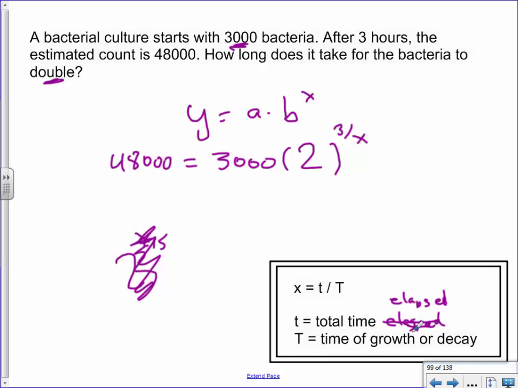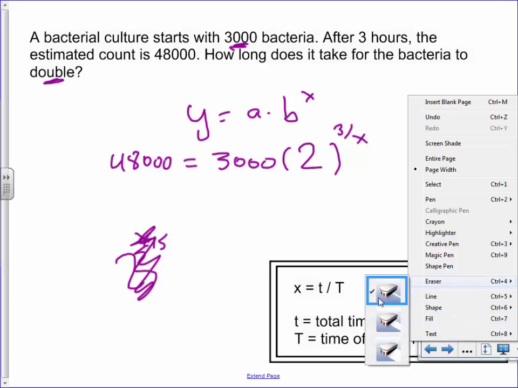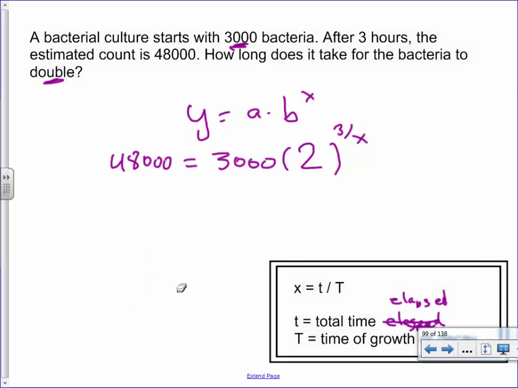Does that make sense? Total time elapsed is the top number, and the bottom number is how long it actually takes to double or triple or something like that. So here's our equation. So far, so good. I would say that this is the most frustrating part, because you have to be able to actually write this equation properly. Now we have to be able to solve it.